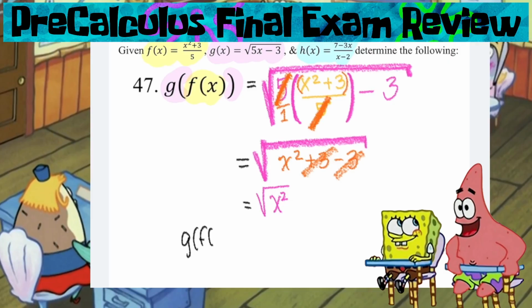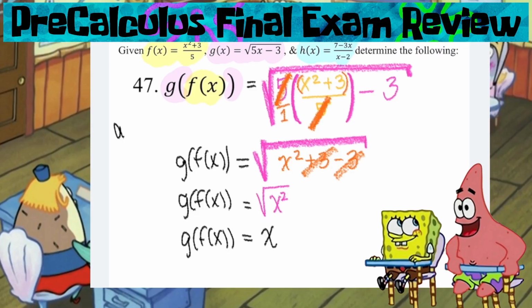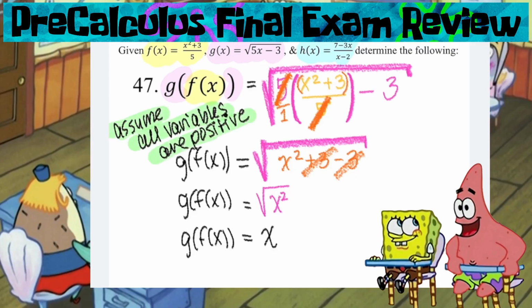So g of f of x equals x. If it said assume all variables are positive. It could say positive. It could also, maybe more proper for this situation, say assume all variables are non-negative. That actually in this case might be better. If it said that, great, you're done. You got it. We got x.